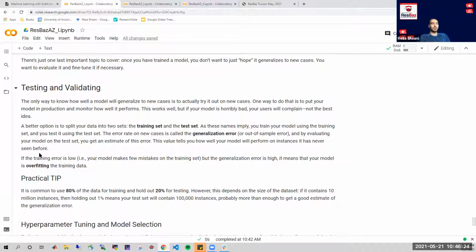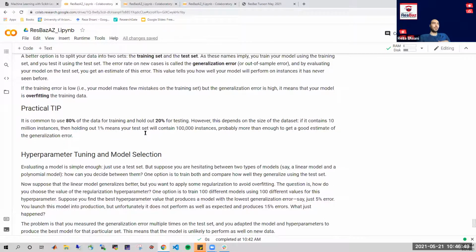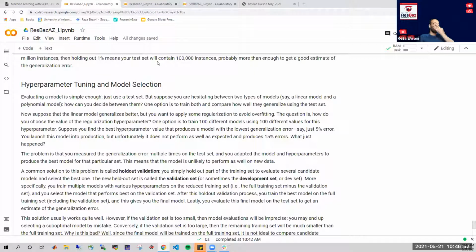In practice, people usually use 80% of the data for the training set and hold 20% of it for testing. However, it very much depends on the size of our data sets. If we have millions of training examples, setting aside like 1% or 2% of the data set would be more than enough for testing the model. And also, as we saw a little bit earlier, there are some hyperparameters which are not part of the model, but we need to test different values for these hyperparameters and then select the best value.